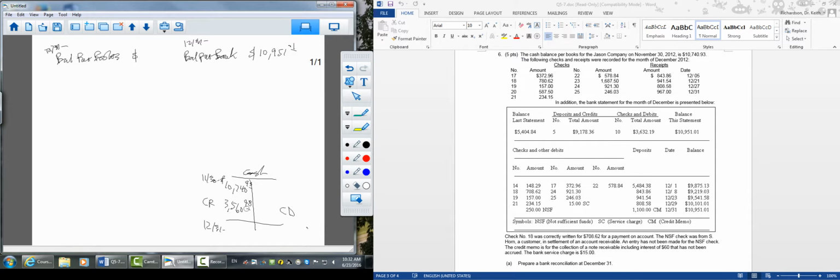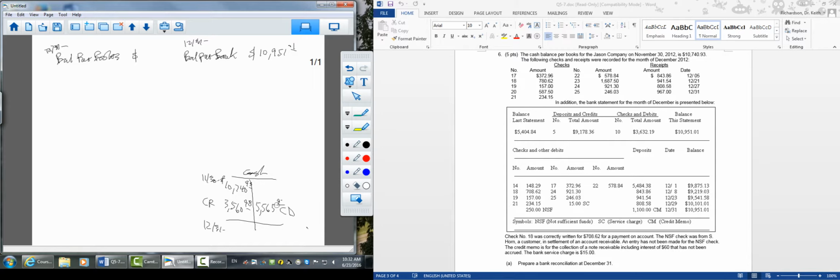Okay, cash disbursements, what'd you do? It's harder, huh, because there's more numbers. That's rough. 372.96, add them all, right? Add all those. What'd you get? 5,565.96.